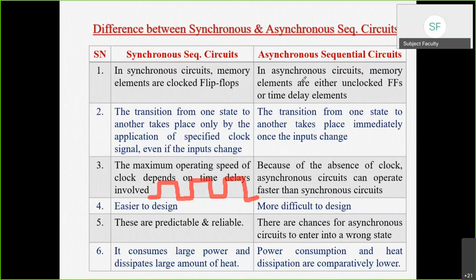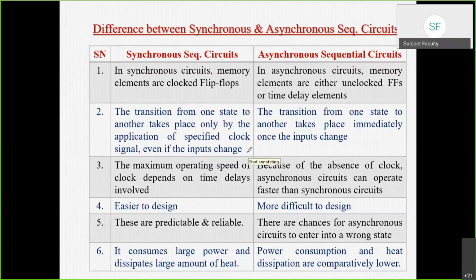Different parts of an asynchronous sequential circuit will function at different times. But in a synchronous sequential circuit, all parts will function at the given clock only. So this is the major difference between synchronous and asynchronous circuits. Okay, then there is the second point. The transition from one state to another takes place only by the application of a specified clock signal, even if inputs change. Again, this point is very important.